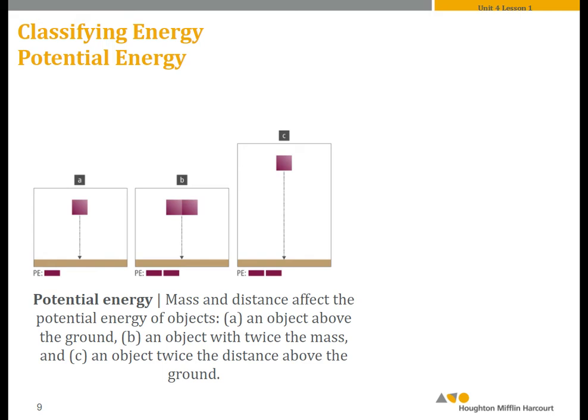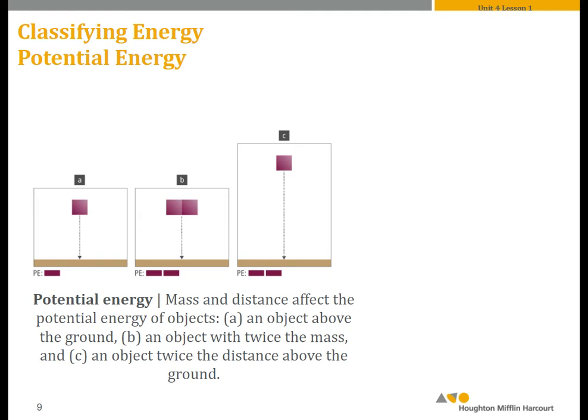So the gravitational potential energy of this block has a mass of 1, and in A and B, we'll just say it has a height of 1. The distance above the ground is the height, or above whatever object it's going to hit. So it has a mass of 1 and a height of 1, then it has a potential energy of 1. On image B, we can see we double its mass. It has a mass of 2 and a height of 1. So now if it has double the mass, it has double the potential energy. So it has a potential energy of 2.